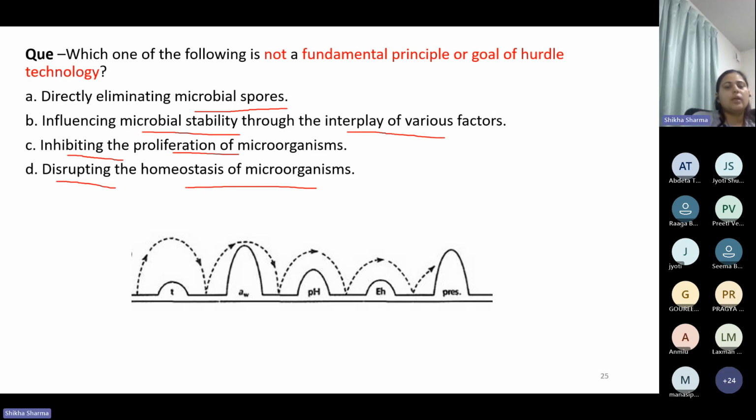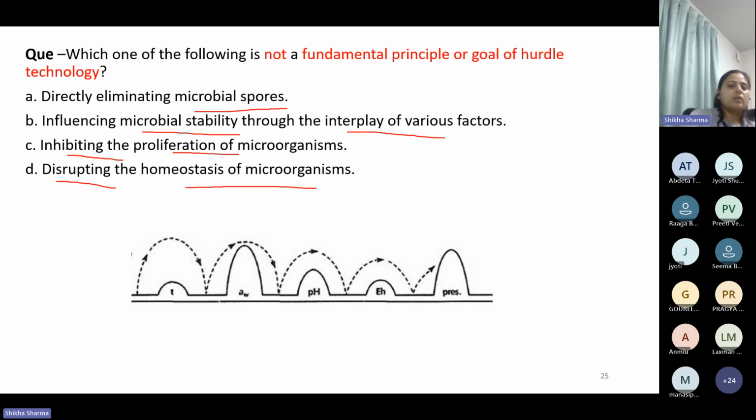So we know in hurdle technologies, we apply several technologies together and at different intensities. Like we apply temperature, either low temperature or high temperature, or low water activity sometimes. pH we can change, alkalinity to acidity, redox potential sometimes we change, and we can apply high pressure. So all these treatments we do together and at different intensities.